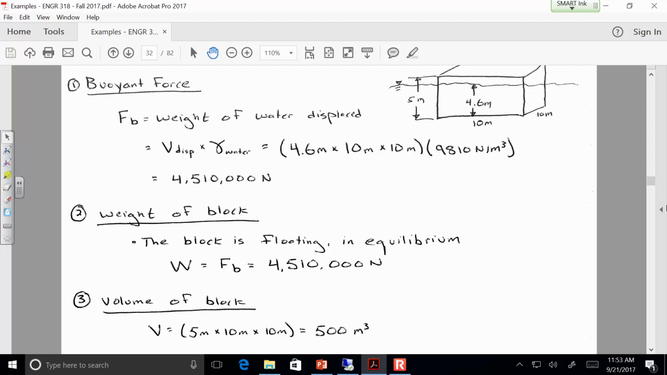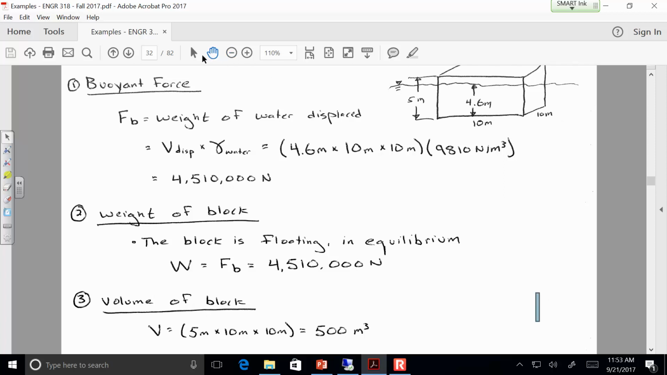Now we can calculate the whole volume of the block, and we do in step 3. The entire block itself is 500 cubic meters. That's a big block. Sometimes I create these examples without really thinking about the scale. 10 meters, big deal. But this is a lot, 500 cubic meters. So of that, only 4.6 meters of its depth is submerged, and so this buoyant force depends on the submerged volume, or the volume of water displaced. That DISP means displaced. The displaced volume multiplied by the unit weight of the water. So it's in equilibrium, so the buoyant force is equal to the weight of the water displaced, and that is equal to the weight of the block.